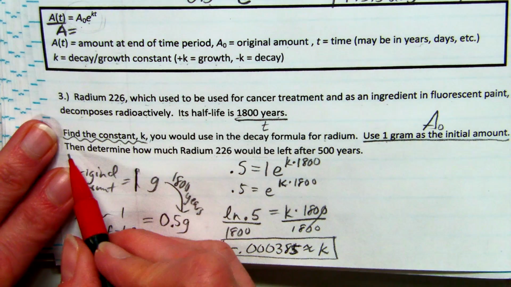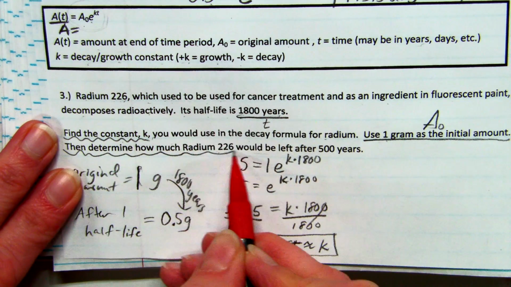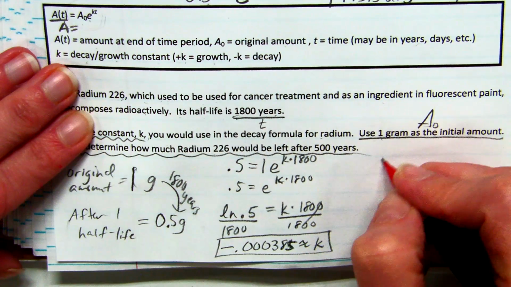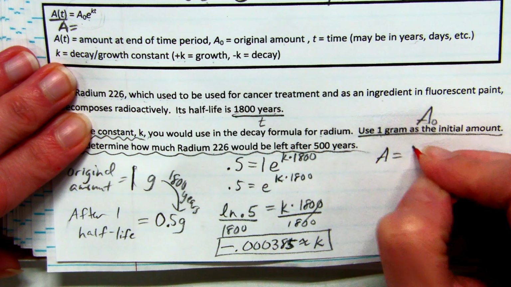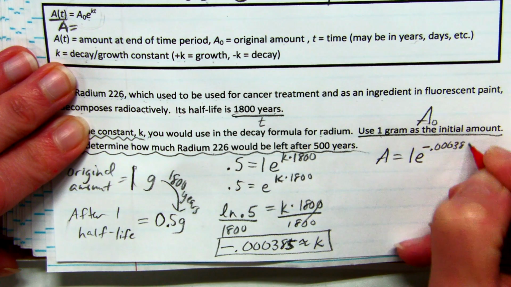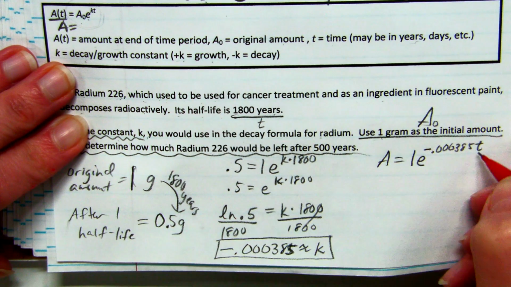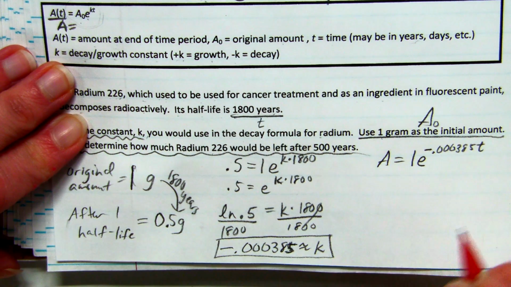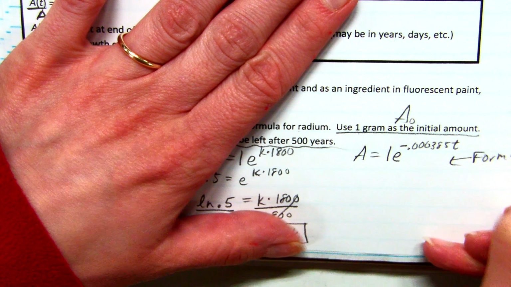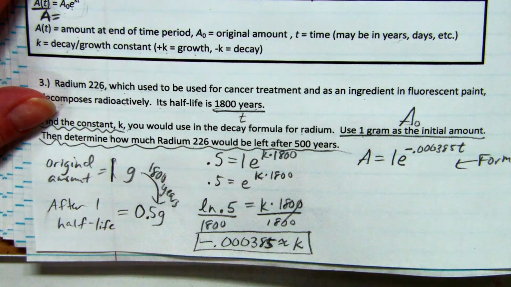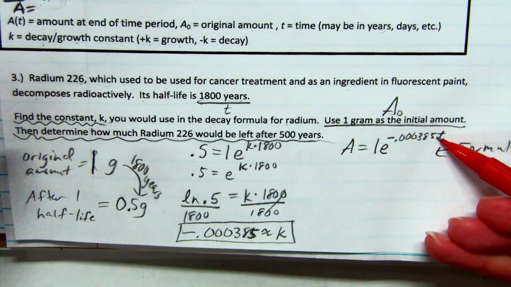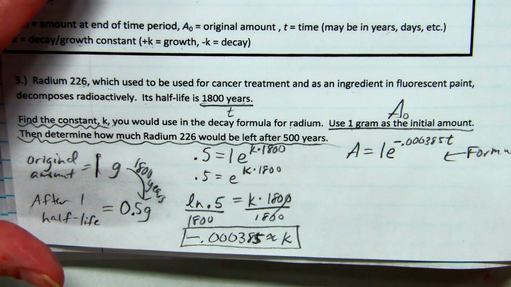Then it wants to know, determine how much would be left after 500 years. So now that we know what K is, we can write our own formula where the amount is 1 times e to the negative 0.000385 t, where t is our years. So we've basically made a new formula. This is a formula that we could use for radium-226 in all situations. Now that we've created it, it's good. I don't know, in some situations you might want more decimal points, but this is probably good for most things.